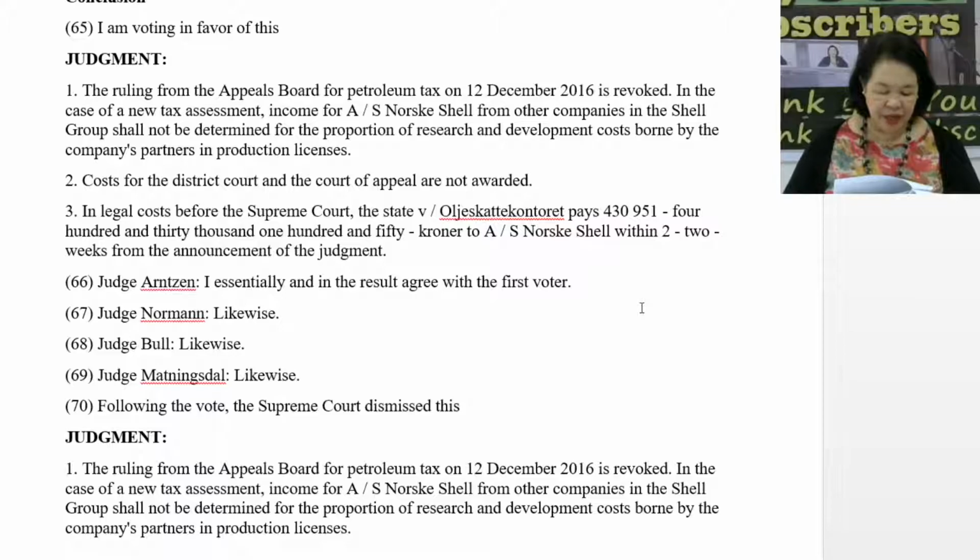So the legal cost between the Supreme Court, the state pays 430,951. Yung state ha, yung tax authority. Kroner to Norske Shell within 2 weeks from the announcement of the judgment. So pagdating sa Supreme Court, si tax authority pa yung nagbayad ng lahat ng cost at saka yung legal cost.